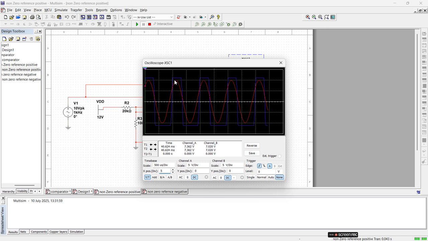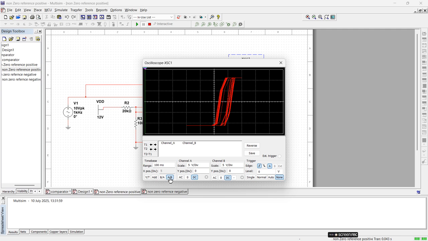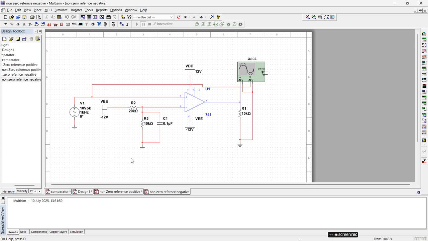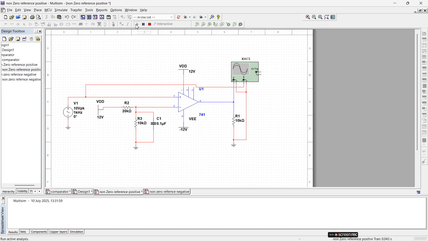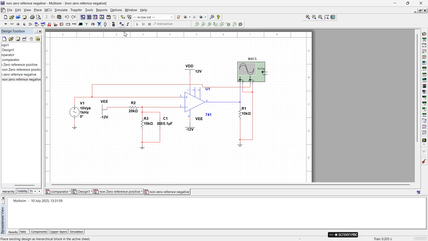Observe the red color indicating the input signal and the blue color indicating the output signal. The output is shifted to the right side because the reference voltage is positive. For the hysteresis curve, just select A bar B. Then the hysteresis curve is also shifted to the right side from the origin. Similarly, we can see the demonstration of the negative voltage. If the reference voltage is negative, what happens? I will stop the simulation.